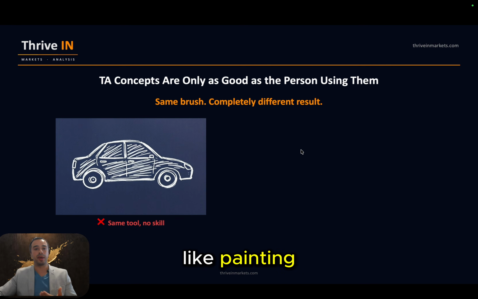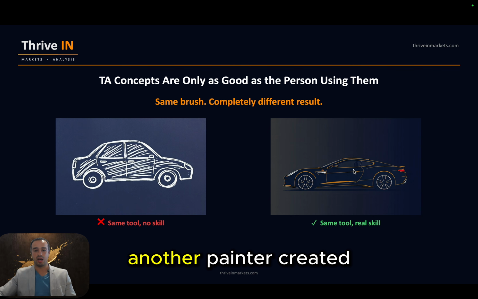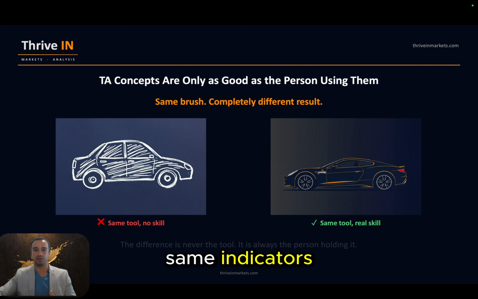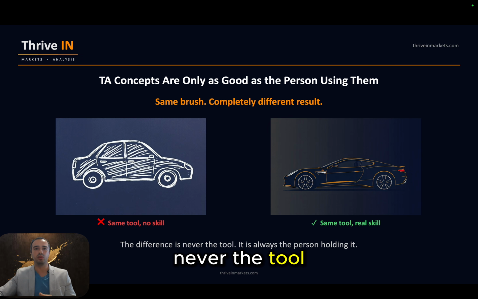Think of it like painting. Every painter in the world has access to the same tools. A painter here drew a car with the same tools but no skill. Another painter created an amazing car with the same tools and real skill. Every trader in the world has access to the same lines, same levels, and same indicators. The difference is never the tool. It is always the person using it. This module is about becoming that person, learning to use the tools the correct way.